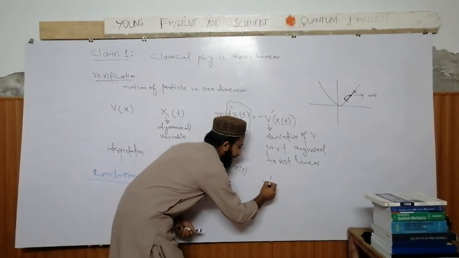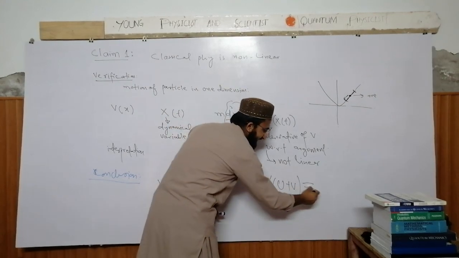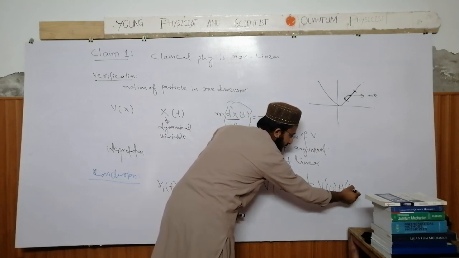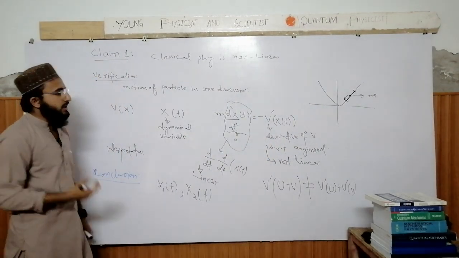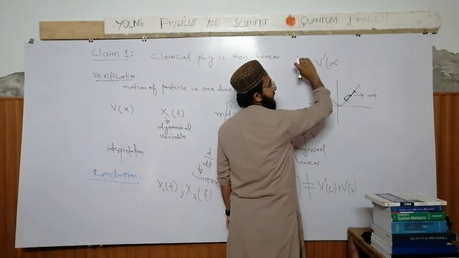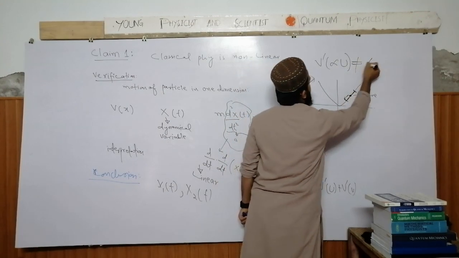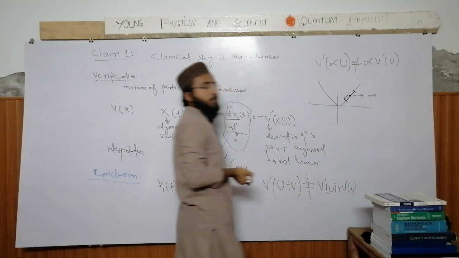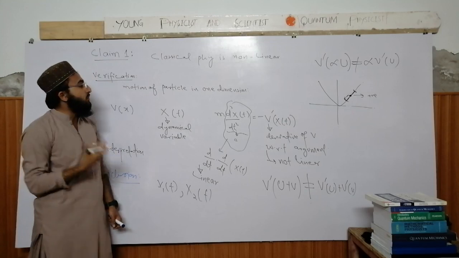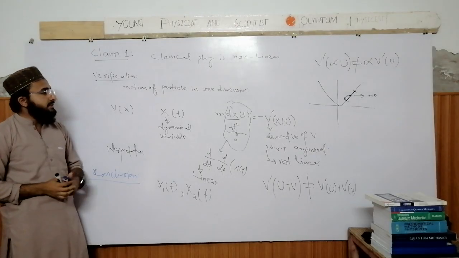For example, if you have two functions, V prime of (u plus v) is not equal to V prime of u plus V prime of v. Or you can say it does not satisfy the property of the product. Like we had the constant here, and here is the unknown function, so this is not equal to alpha V prime of u. This is the physical meaning of why classical mechanics is non-linear. So this was my claim number 1.